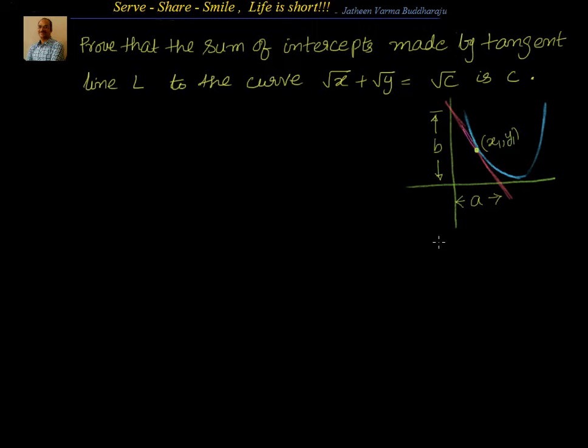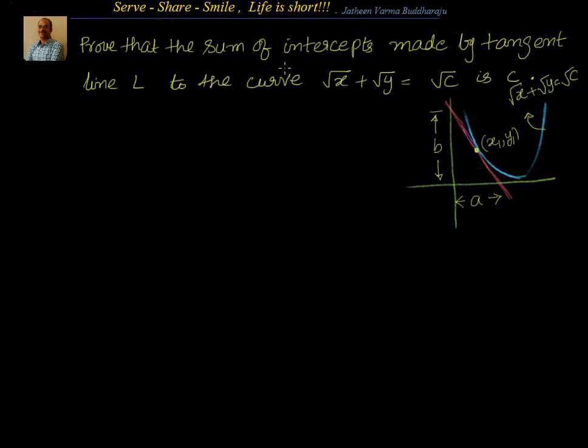So let's try to understand this again. We have been given that there is a curve. The equation of the curve is root x plus root y equal to root c. We have been told to prove that the sum of intercepts made by the tangent line L to the curve. So we have taken an arbitrary point x1, y1 where a tangent is drawn to the curve and it is making intercepts a and b. We have to prove that a plus b equal to c.